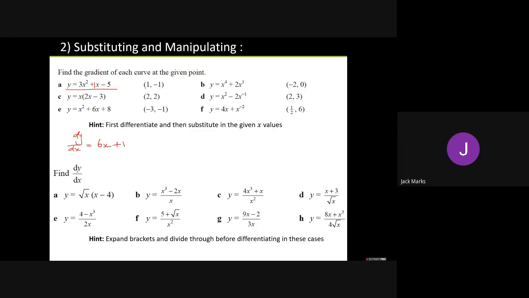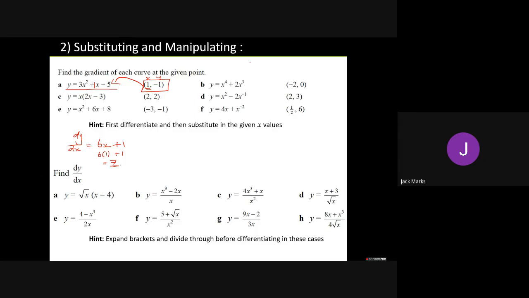Well, if you're being given a particular point, it's normally the x that you use as well. If you're being given a particular point, so for example here, x is 1, you can actually put that number in. And what does it mean? 6 times 1 is 6, plus 1 is 7. It means at this point on this graph here, the gradient is 7.